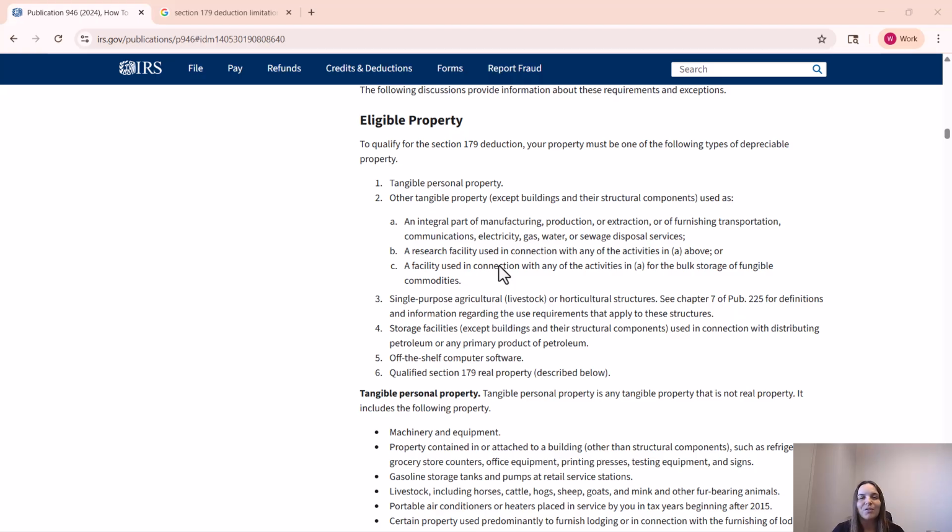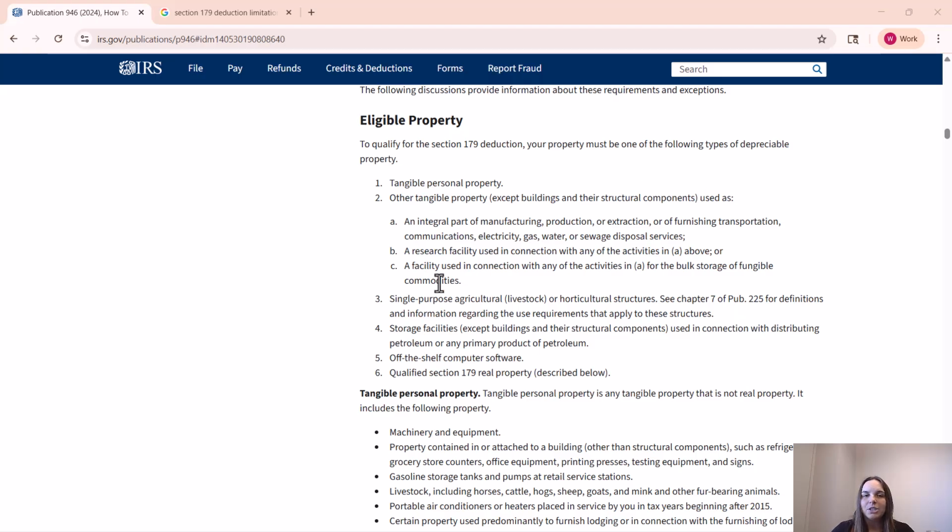Personal property. We just talked about how this has to be for business use, so what does personal property mean? When we talk about tax definitions, personal property means that it is not real property. Real property means real estate. So when you see real property, think real estate. It doesn't mean we have real and fake. We have real and personal. Real is real estate. Personal is not real estate. So tangible means we can touch it, and it's personal, not real estate property. Other tangible property, except buildings and their structural components. In general, you cannot take Section 179 on buildings and structural components of those buildings.